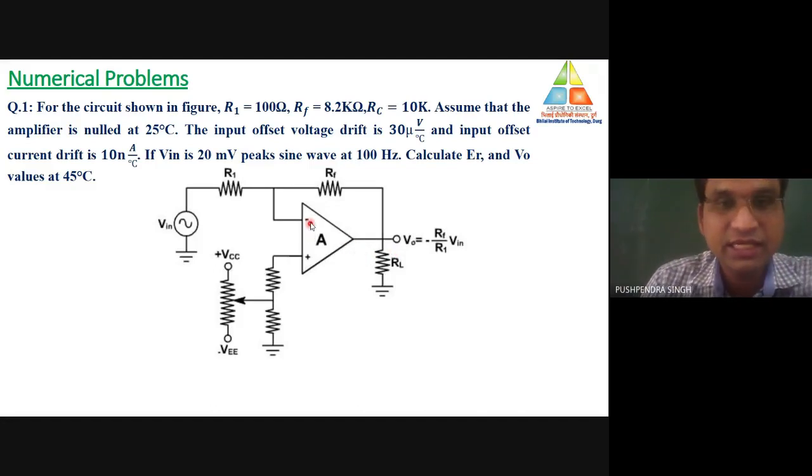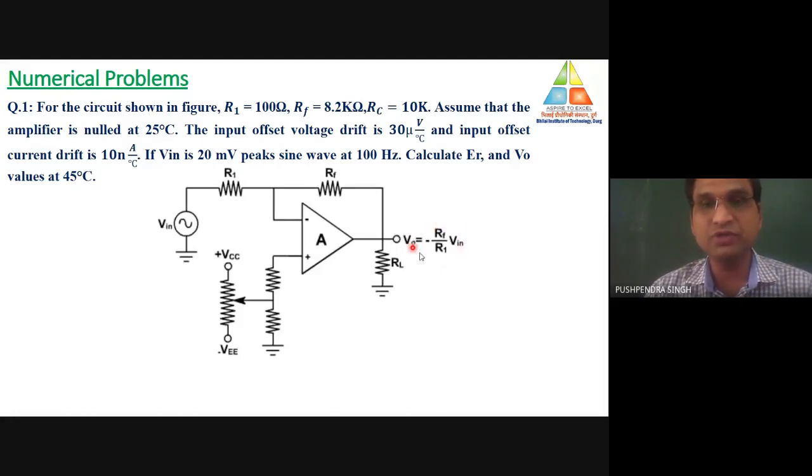Suppose, as you can see here, it's a circuit diagram of the inverting amplifier. Why? Because the input signal is applied at the negative terminal of the op-amp. So it's an inverting amplifier. In an inverting amplifier, what is the value of output? In ideal condition, the output voltage is simply minus RF by R1.